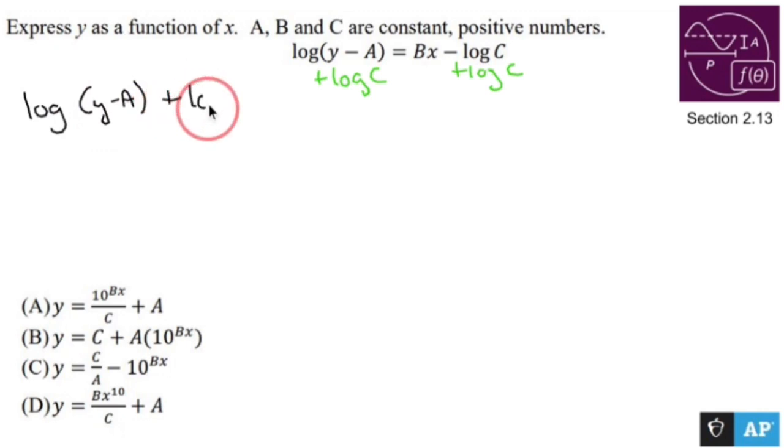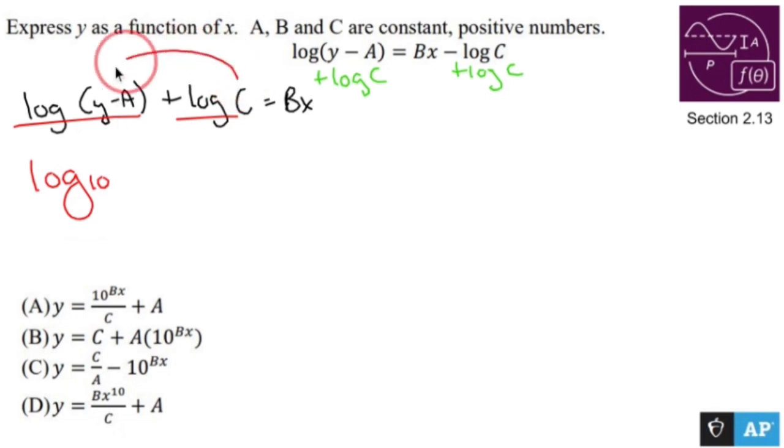plus log of c. Both of these are invisible base 10s, which means you can combine them. When you add logs of the same base, multiply the insides. So when I multiply the insides, I have log base 10, which I will write out because I know I'm going to need that. Multiply c to y minus a, which includes the distributive property. So this becomes cy minus ca.